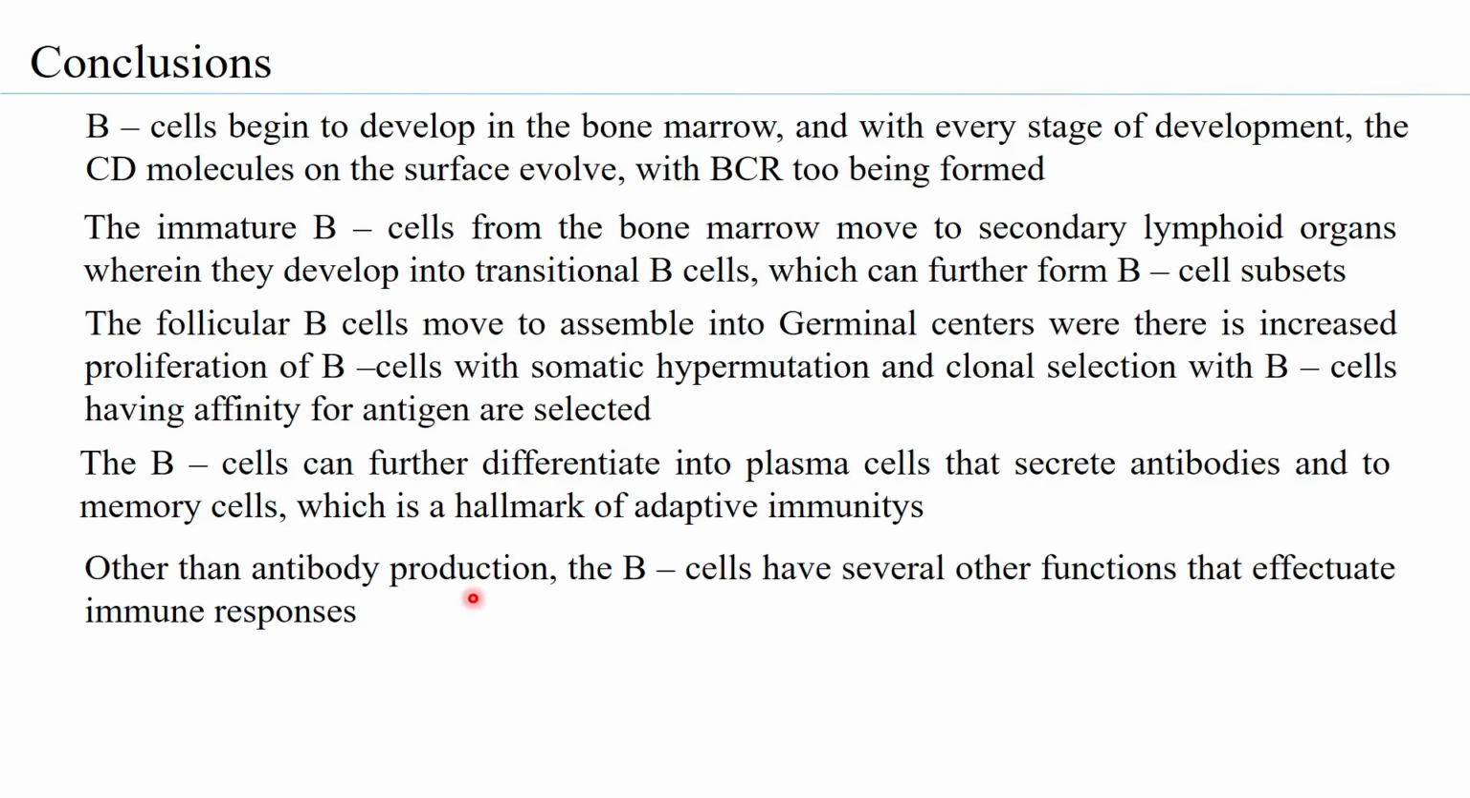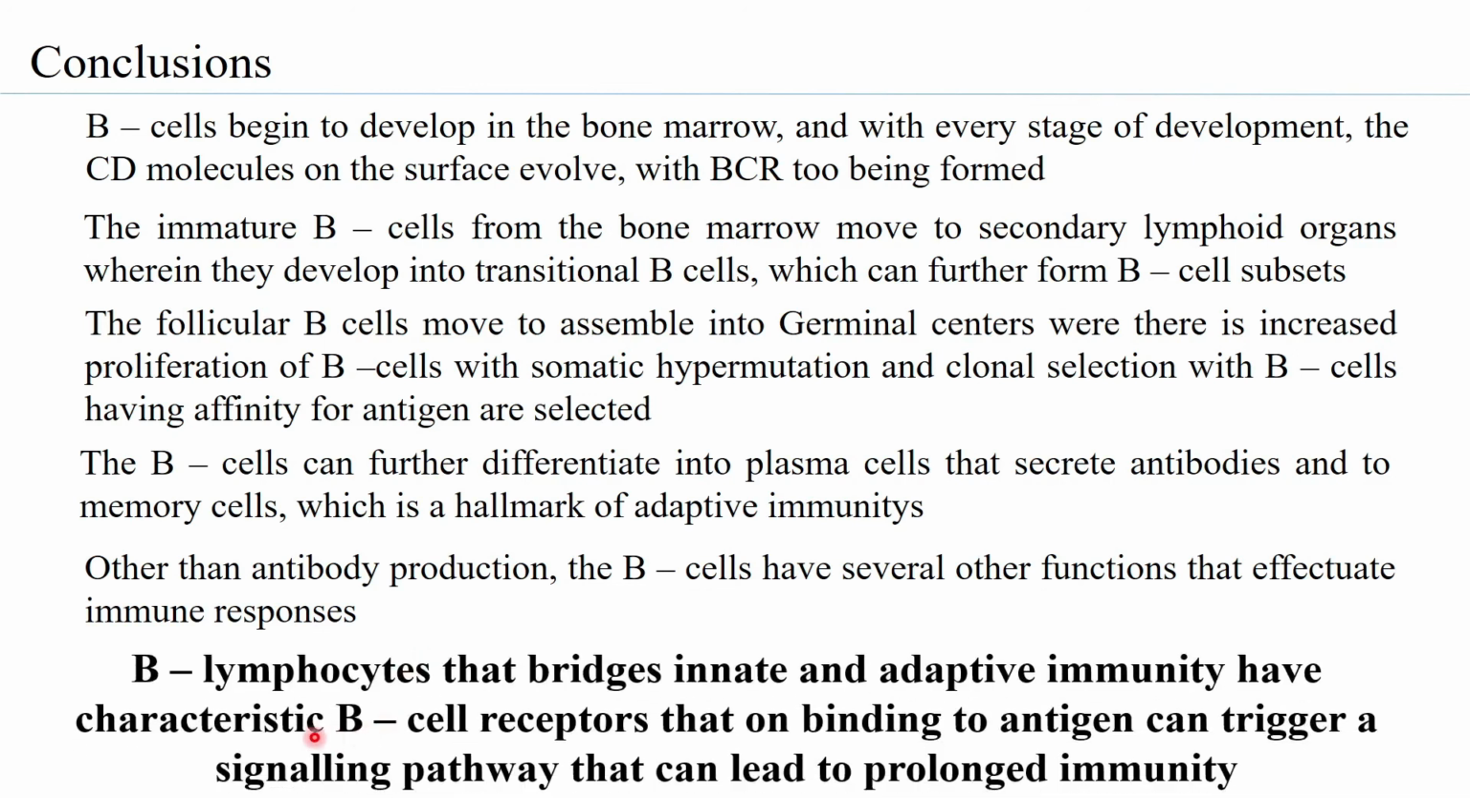Other than antibody production, the B cells have several other functions that effectuate immune responses. Therefore, B lymphocytes, which bridge innate and adaptive immunity, have characteristic B cell receptors that, on binding to antigen, can trigger a signaling pathway that can lead to prolonged immunity.